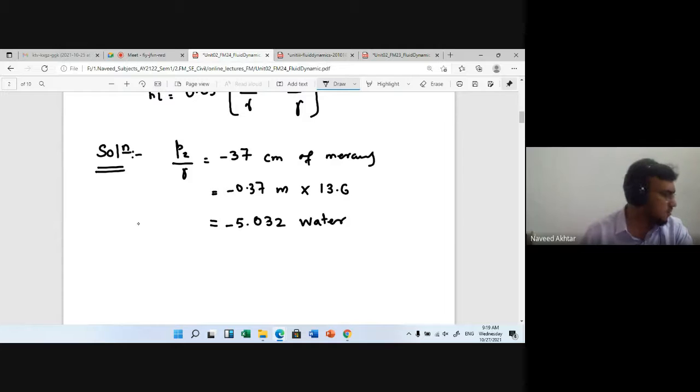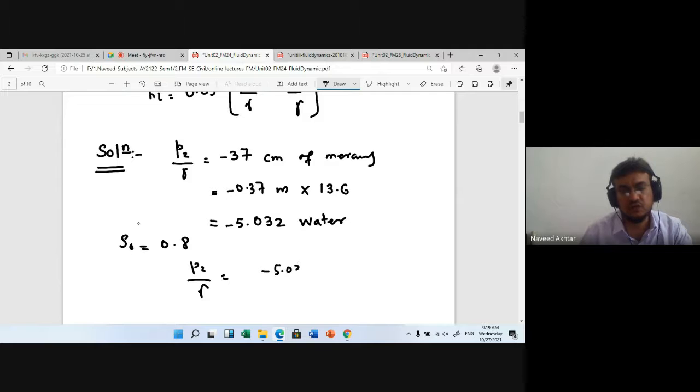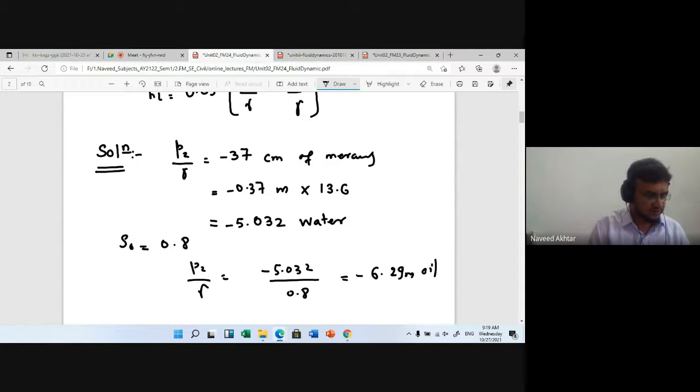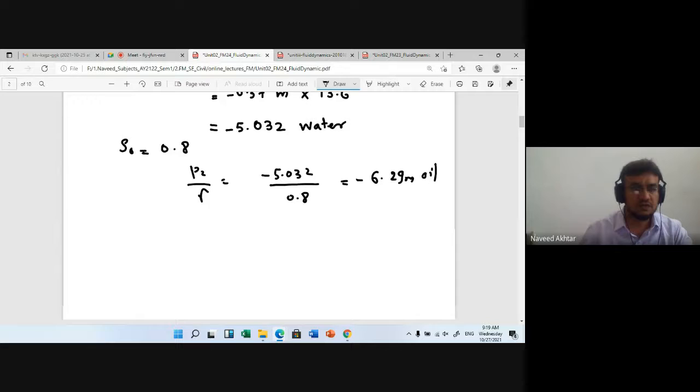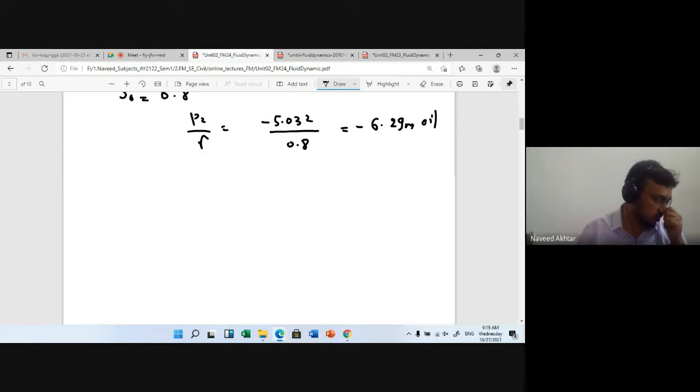And you know that the oil which is flowing here has specific gravity 0.8. So P2 upon gamma, if you write in case of that, is minus 5.032 divided by 0.8, that is the specific gravity of the oil, which gives minus 6.29 meter of oil flowing through the pipe. So these are the pressure heads.